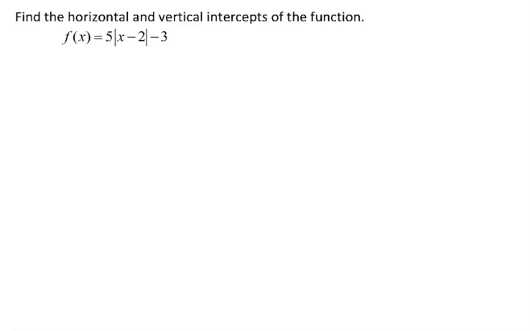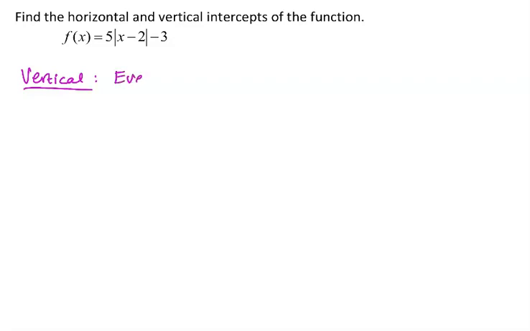For the given absolute value function, let's look at how we can find the horizontal and the vertical intercepts of the function. So when we're looking to find intercepts, one thing to note is make sure your answers are always given as ordered pairs. To find a vertical intercept, also known as our y-intercept, we're looking at when the input is 0, what's the output that goes with that?